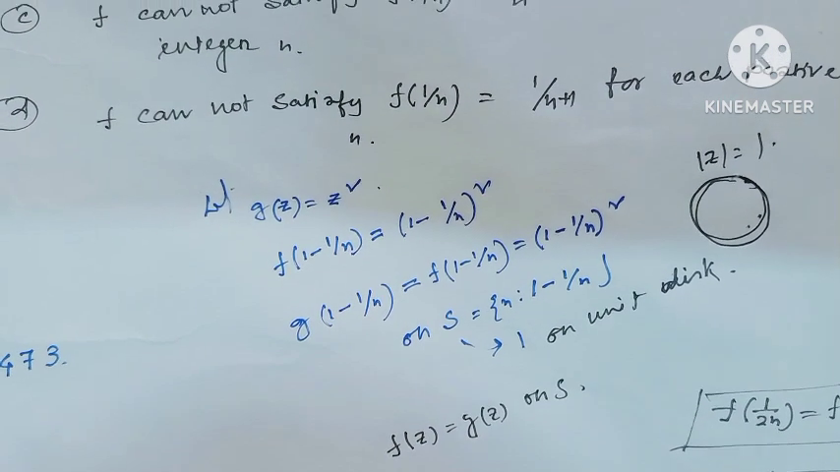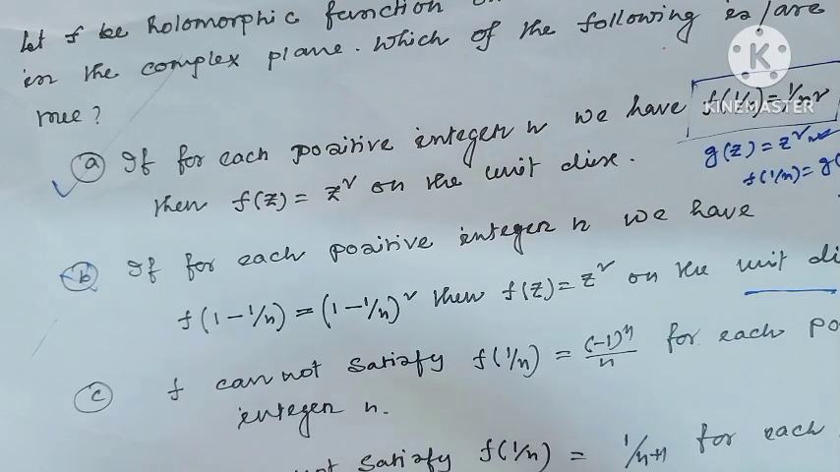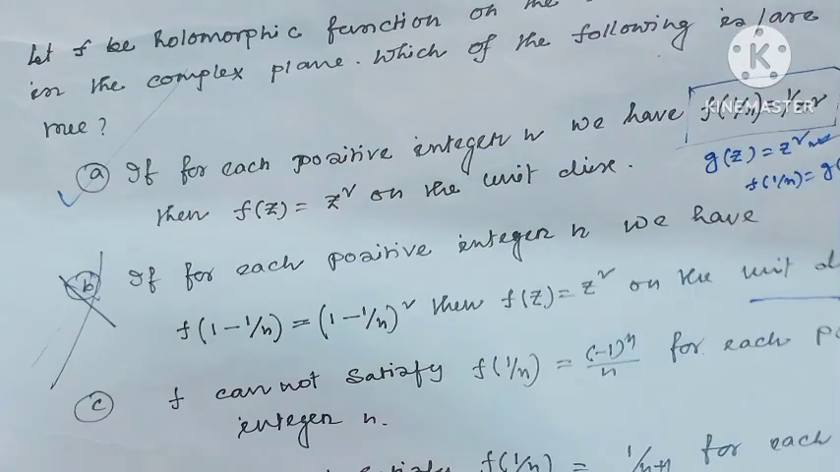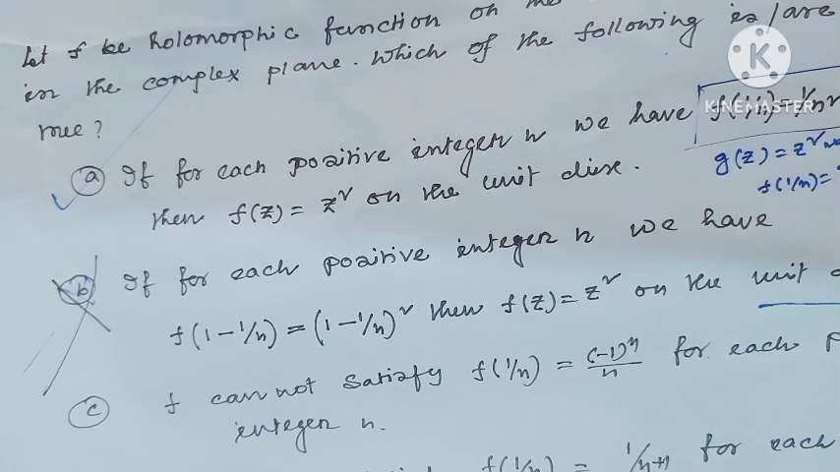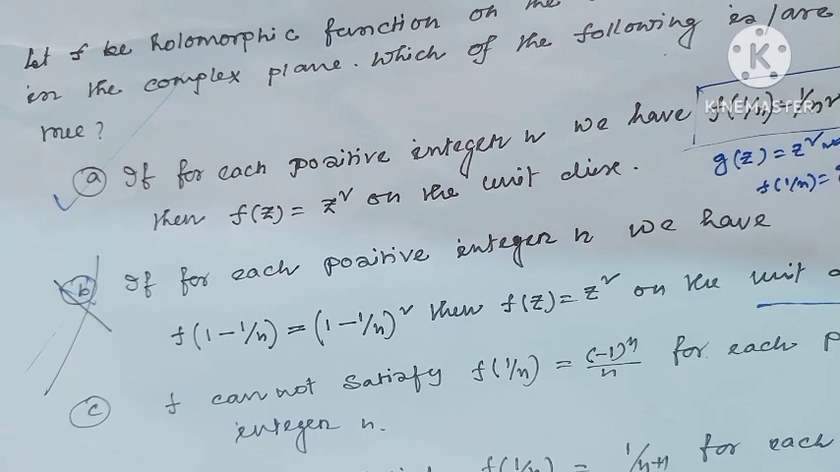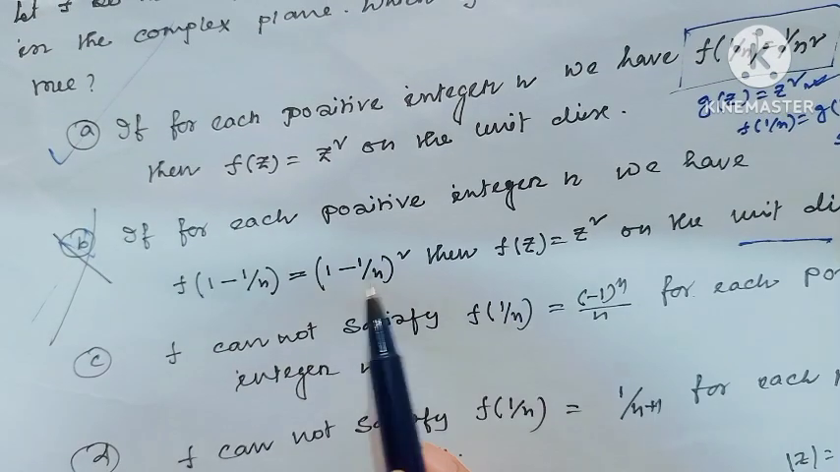I hope all my viewers have understood. So, here we cannot apply the identity theorem f(z) equal to z square for the limit point 1.